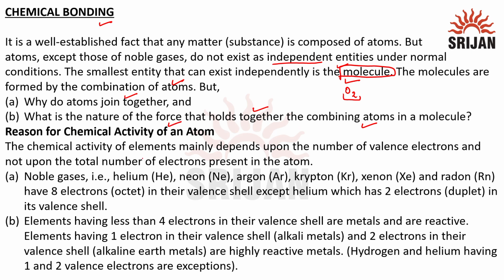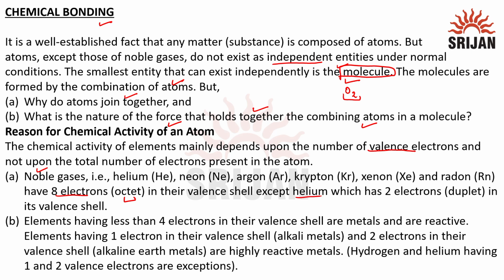Basically, the chemical activity of an element mainly depends upon the number of valence electrons in its outermost shell. First we see the example of noble gases like helium, neon, argon, krypton, xenon and radon, which have 8 electrons in the outermost shell. That means their octet is complete. They exist as individual atoms because they do not need any other electrons to become stable.